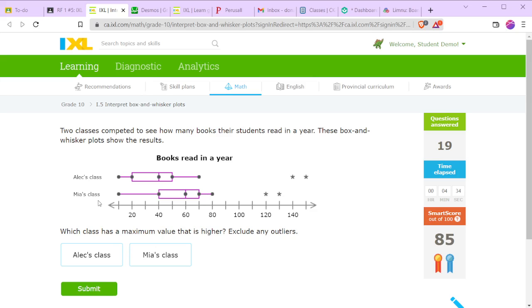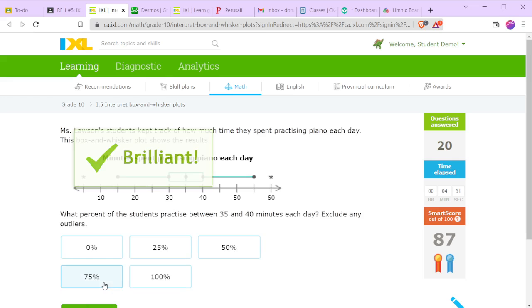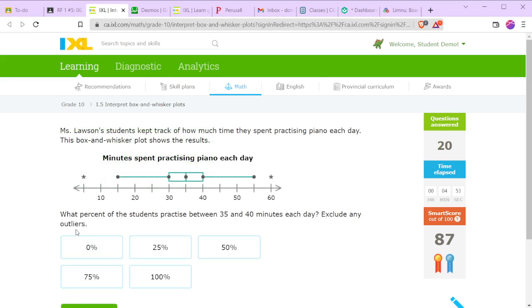So the higher maximum, excluding outliers, is Maya's class. So these outliers, if they're included, would make it Alex. But when it says excluding the outliers, we are looking for that right-hand whisker, which is the 80 mark for Maya's class.